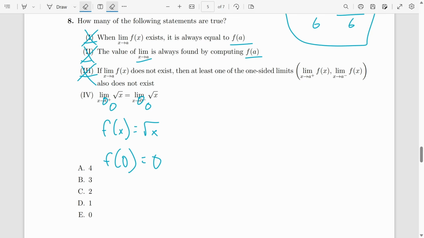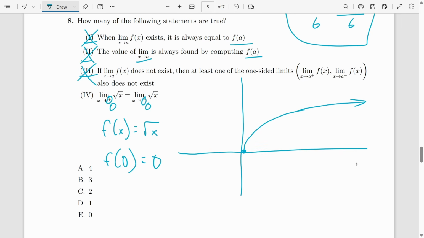But it's not, because they are one-sided limits. This one's from the right side, this one's from the left side. So if we were to graph this out, this is what it looks like. Kind of goes like that, and then off to infinity, y-axis and x-axis.